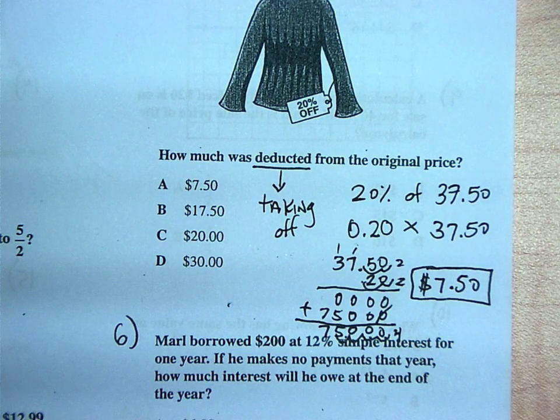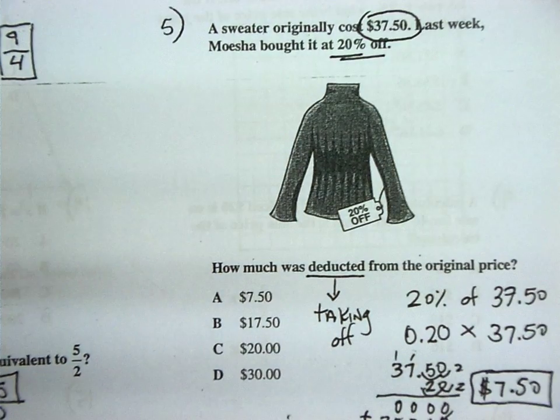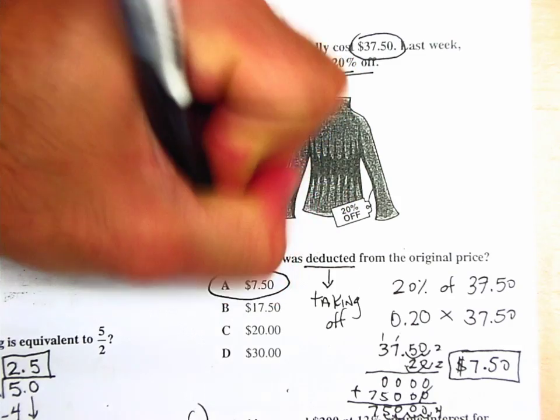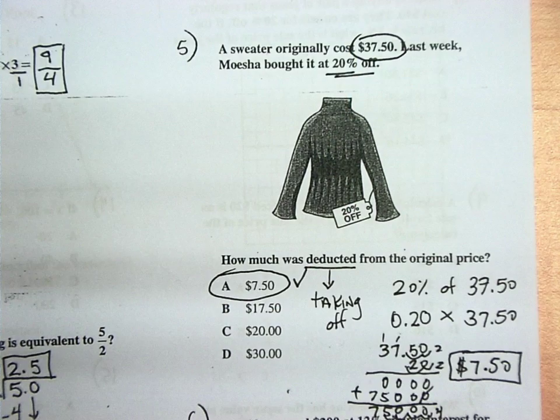So since the problem is asking how much is deducted, I know that the answer is A. You would save $7.50.